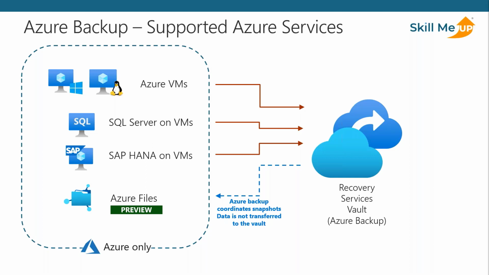But as I say, Azure Files is different. Azure Backup is simply coordinating snapshots within your storage account. So if you have Azure Files and that is locally redundant, then even if your vault is using geo-redundant storage, you don't have a geo-redundant backup because the backup is in your storage account, which is locally redundant. So Azure Files is a different story there completely.